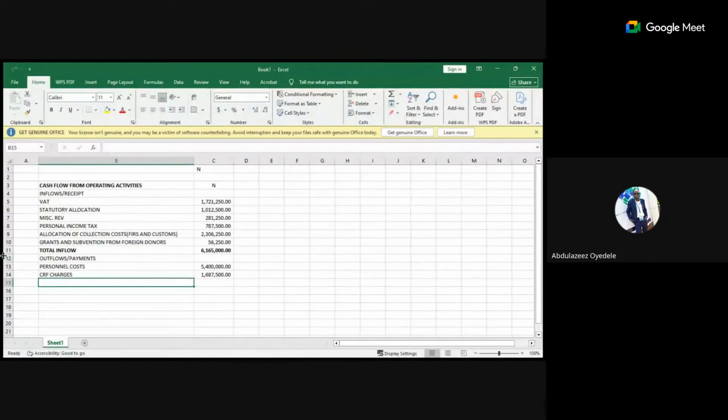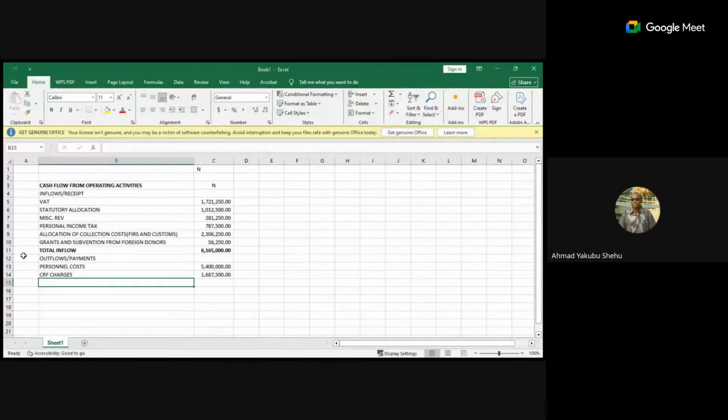Okay. The next item there on that list is grants and subvention from foreign donors. We have used that one. Rent from government properties. We said that one is investing activities. Then we have overhead charges. Overhead charges are regular expenses.